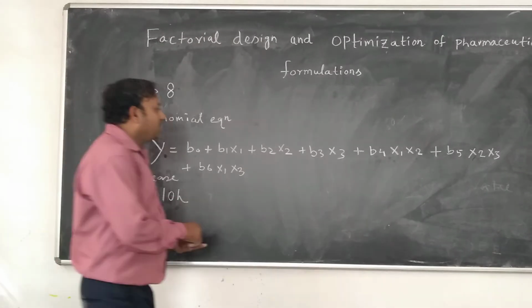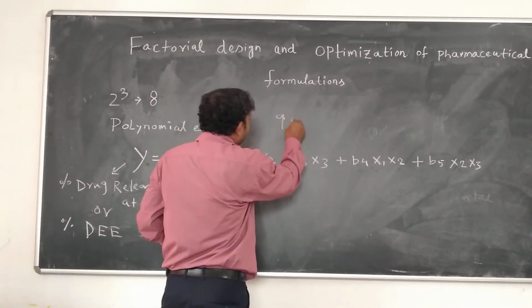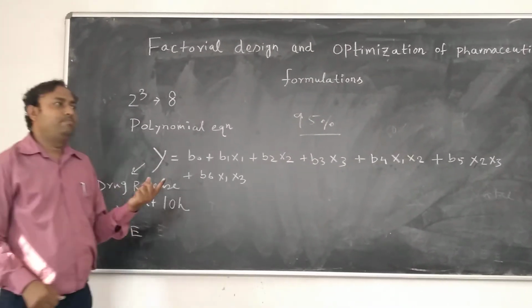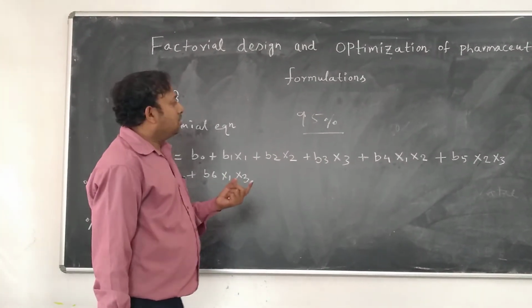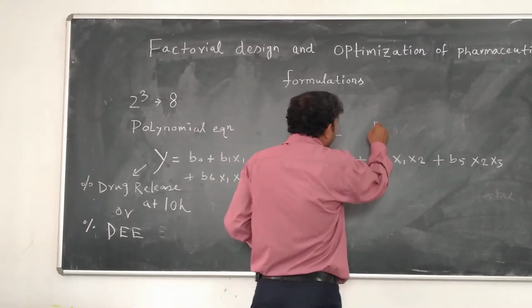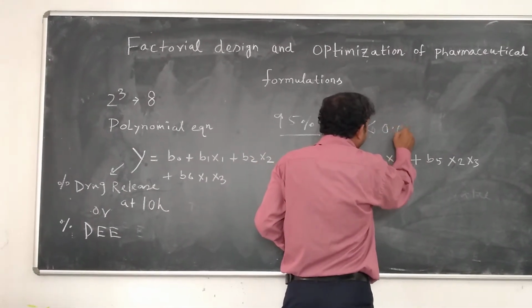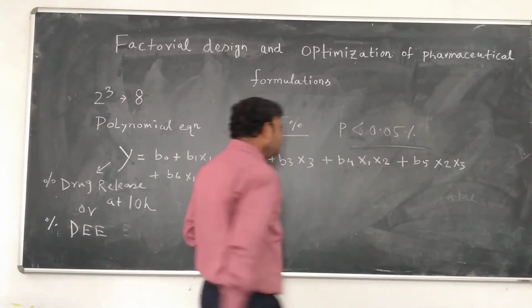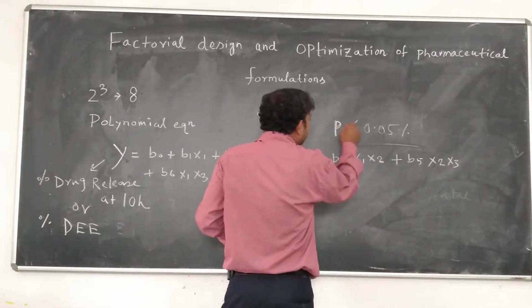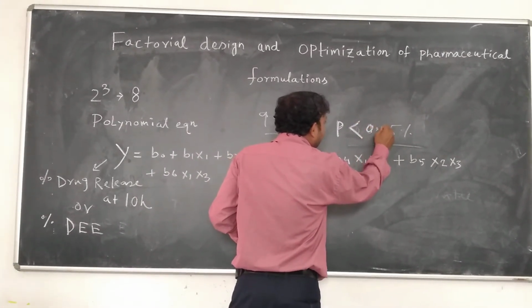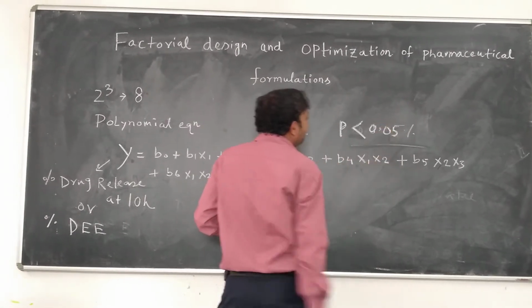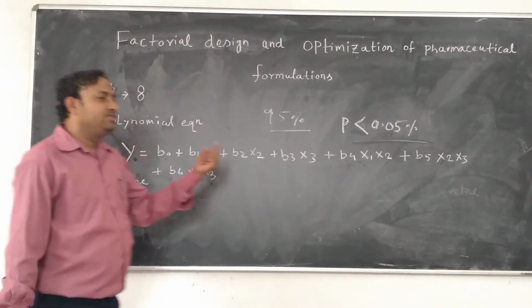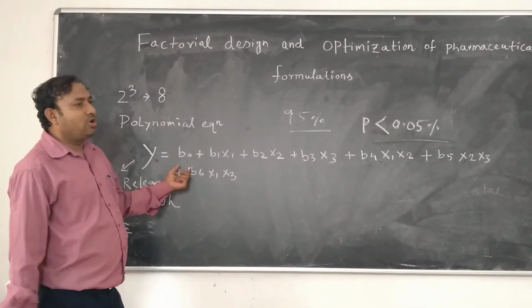Performing the one-way ANOVA using the Design Expert software, all the data are analyzed at a 95% confidence level with less than 5% error, so the p value should be less than 0.05. It indicates the 95% confidence level, and the probability value for significance of the model should be less than 0.05. So this is the polynomial equation.